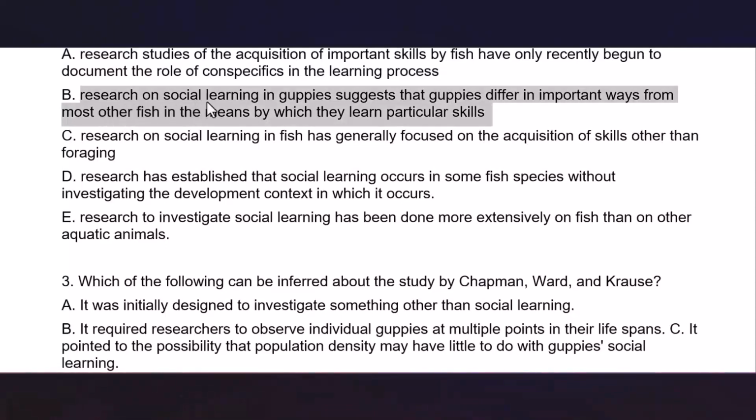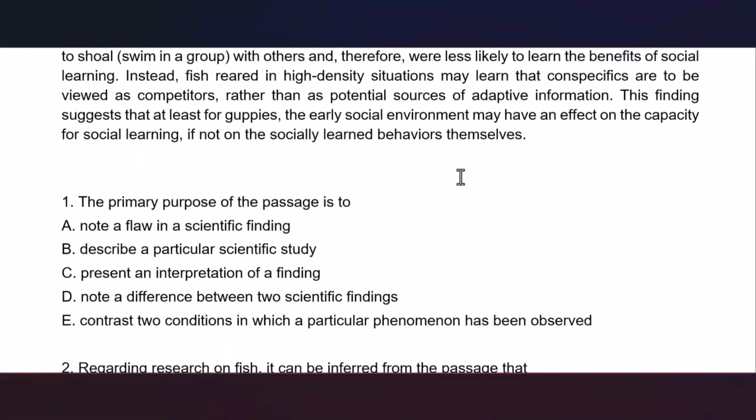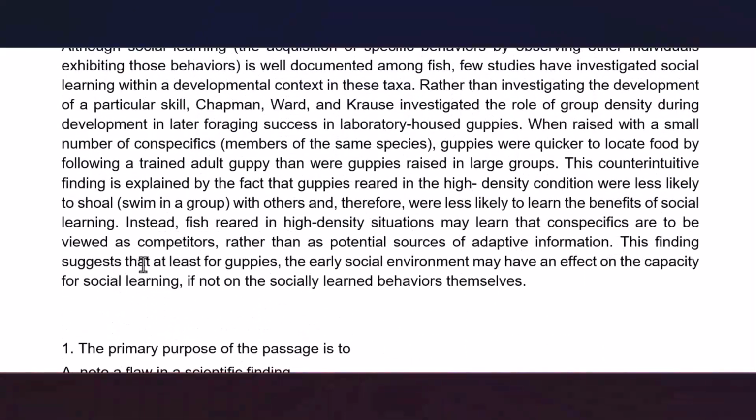Choice B, research on social learning in guppies suggests that guppies differ in important ways from most other fish in the means by which they learn particular skills. The difference between guppies and other kinds of fish in terms of learning particular skills, as the choice suggests, has not been mentioned. Moreover, in the last sentence, we read that this finding suggests that at least for guppies, the early social environment may have an effect on the capacity for social learning, if not on the socially learned behaviors themselves.